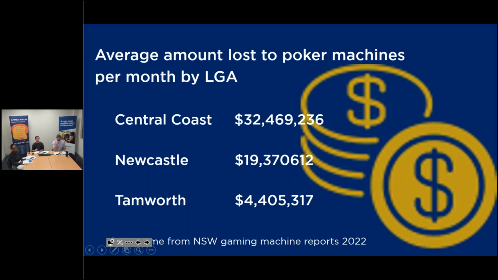Talking about the financial harms of gambling, looking at some of the average losses. This is specifically to pokie machines. So on the Central Coast, about $32.4 million is lost every month just to poker machines. In Newcastle, it's about 19.3 million, and in Tamworth, it's about 4.4 million. And so that's every month that much is lost to pokie machines, and that doesn't include any other form of gambling. So those are some pretty astounding numbers there.